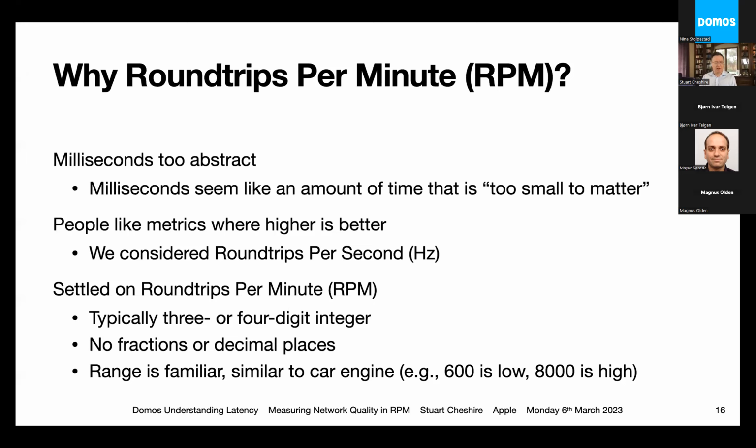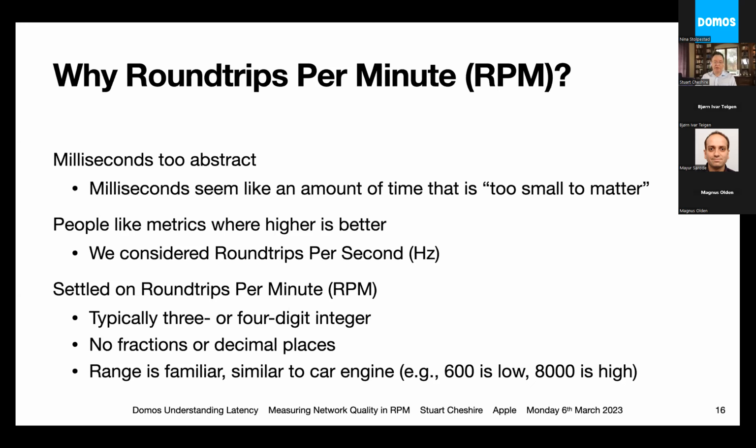But hertz is sort of a weird sciencey sounding word. And we realized if we just multiply that by 60, then we get round trips per minute. And that has got a number of wonderful properties. On networks today, a typical round trip time gives you an RPM score that's normally 3 or 4 digits. We don't need fractions, we don't need decimal places. And coincidentally, the range is kind of familiar. It's like RPM for a car engine. 600 RPM is pretty low. You go above 8,000 or 10,000 RPM, you're risking getting up to the red line and damaging the engine.